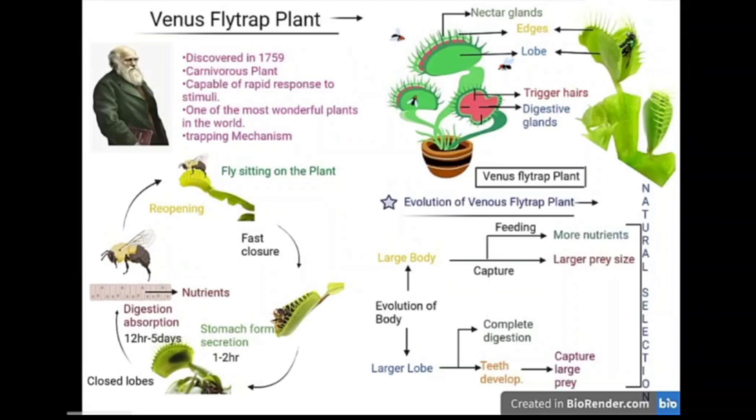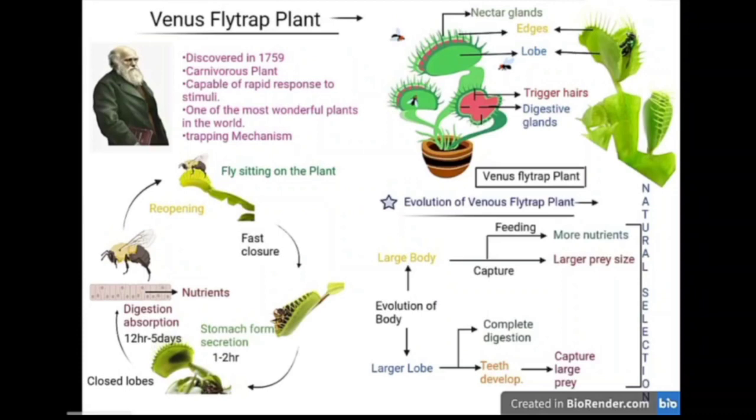Also, a digestive gland developed inside the trap for complete digestion. The digestive gland secretes digestive juice or digestive enzymes, which carry out the process of complete digestion. So according to the habitat and feeding nature, the trapping method also developed in this flytrap plant. The snap trap mechanism is the main characteristic of the Venus flytrap plant.